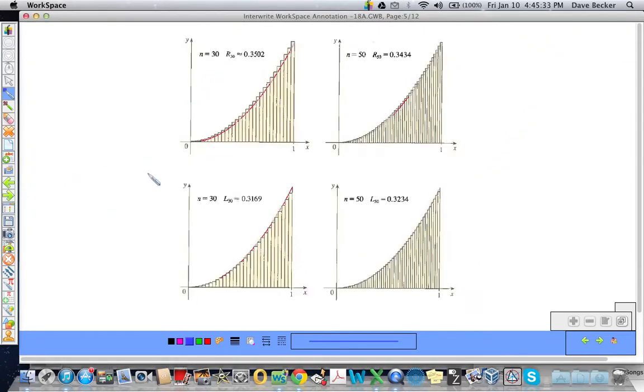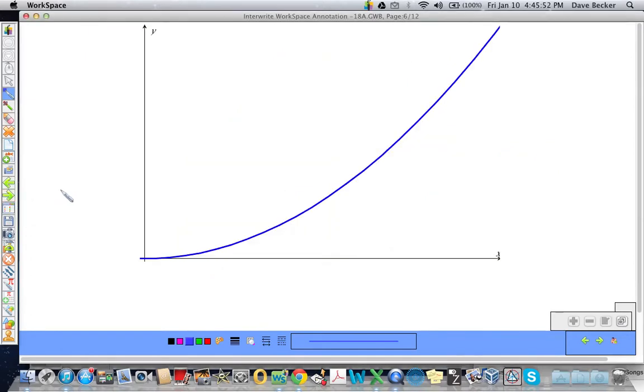Some visuals here. Here's 30 rectangles from the right, 0.3502, from the left, 0.3169, and then 50 gets us even closer and closer to the actual area, which is indeed 1/3. Okay. So how does that work? How exactly does that work?